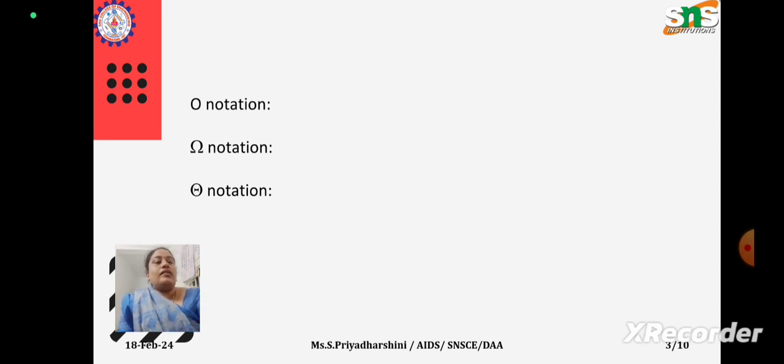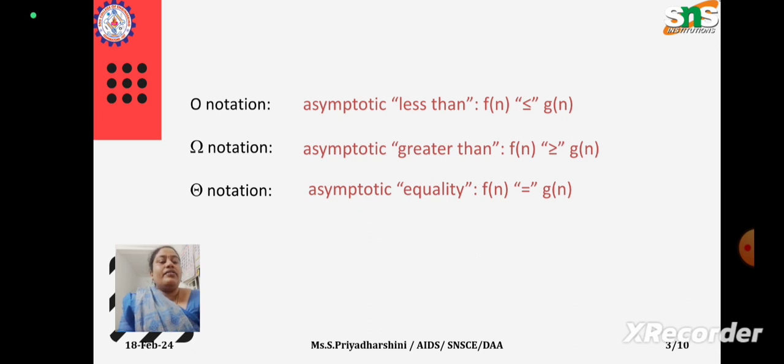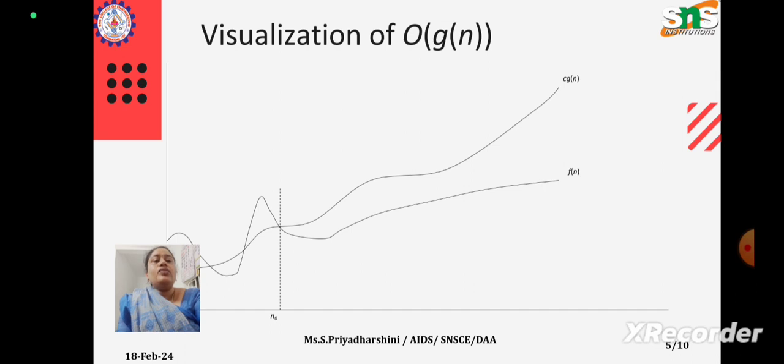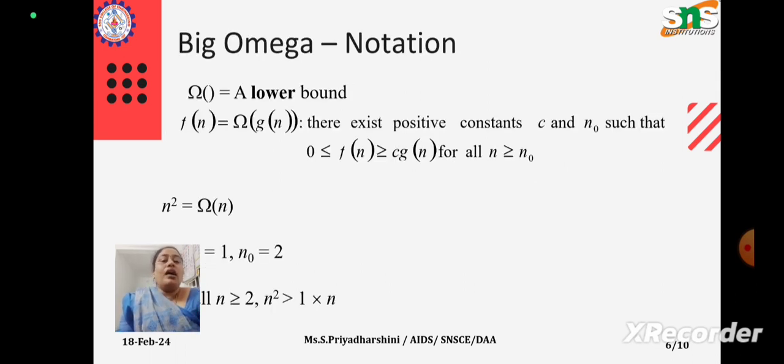For asymptotic notation, we have the functions f of n and g of n. Big O notation represents that f of n is always less than g of n. Theta notation represents that it is equal to g of n, and omega notation represents that it is always greater than or equal to g of n. So let's discuss what big omega notation is. Remember, big O notation represents the upper bound, and here big omega notation represents the lower bound. Let's see why.